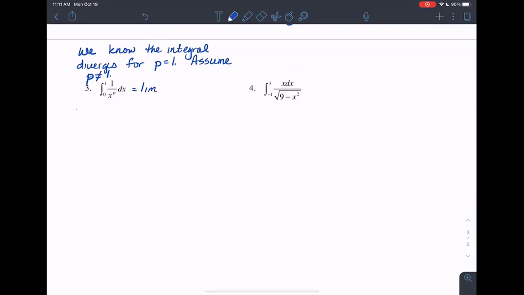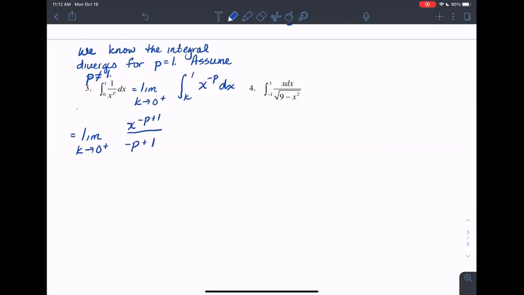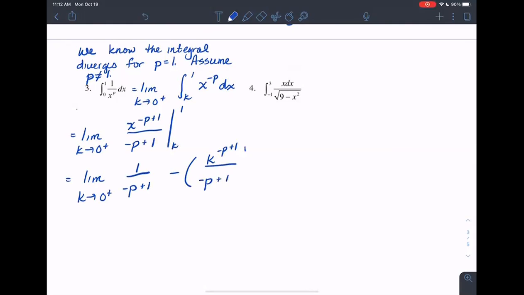We want the limit as k approaches 0 from the right again. Integral k to 1 x to the minus p dx. Very careful with our notation. x to the minus p plus 1 over negative p plus 1 for our integral, evaluated from k to 1. Plug in 1. 1 to any constant power is just 1. So I get 1 over minus p plus 1 minus k to the minus p plus 1 over minus p plus 1. And again, we're going to think about what happens to that last term.